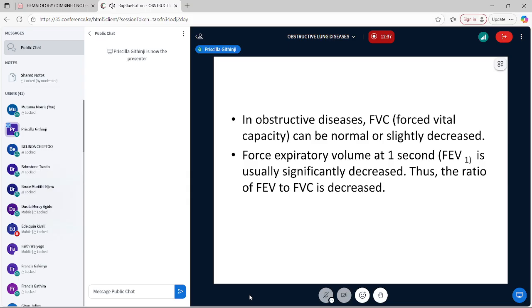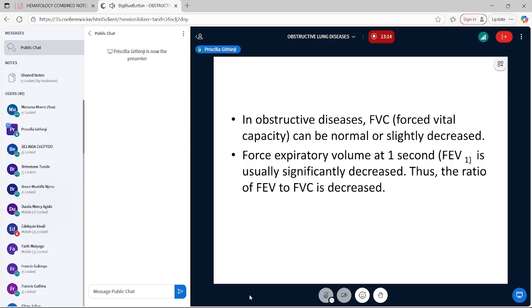What distinguishes obstructive diseases from restrictive diseases, which you will have a lecture on on Wednesday, is using spirometry, respiratory spirometry. So there are some tests that you do to try and see how air is flowing in the lungs. So in obstructive diseases, we have a test called forced vital capacity, FVC. And in obstructive disease, this forced vital capacity can be normal or slightly decreased.